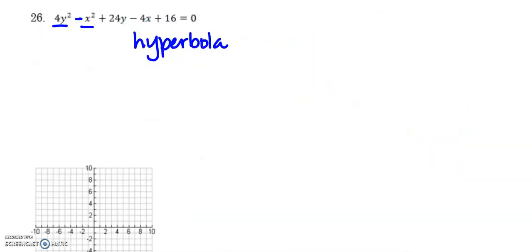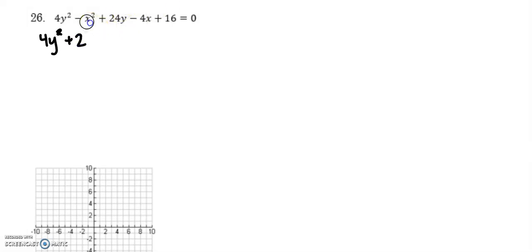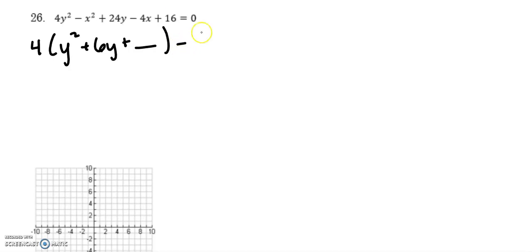All right, number 26 we said was a hyperbola. So again, to start, I'm going to start looking at how to complete the square on these. So I'm going to have 4y squared plus, I should take out that 4. 4y squared plus 6y plus blank minus x squared plus minus 4x. Ooh, that's going to turn plus because I'm going to take out the negative sign. Plus blank equals negative 16.